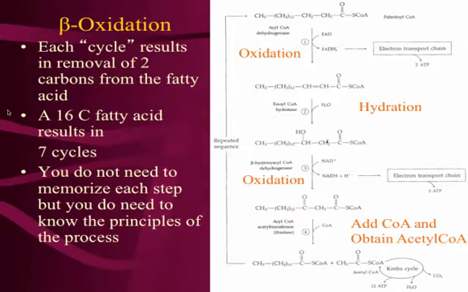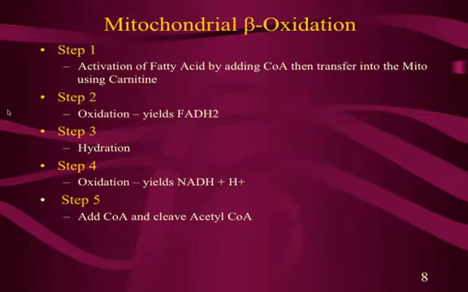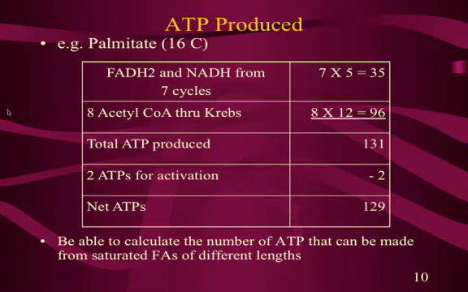Now remember, each time we go through this, if we call this a cycle, we generate an FADH2 and NADH. That way we can get 2 and 3 ATP for a total of 5. So every cycle we get 5 ATP from FADH2 and NADH. That's why this says 7 cycles. From these guys, we get 5 ATP every cycle. 7 cycles times 5 is 35 ATP from that.